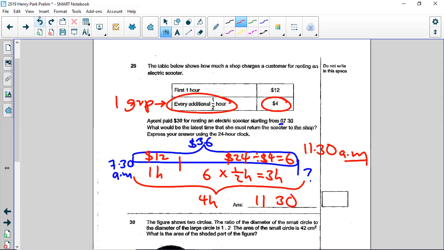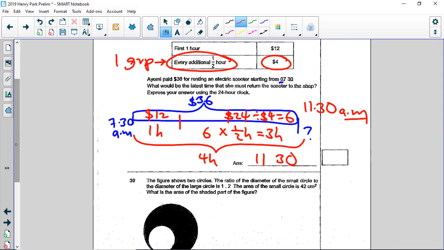Okay, now the last question. I'm going to show you a method. Now, we talk about a lot of methods: assumption, grouping, model, systematic listing, what else? Table method. Now there's a method here that I need you to be aware of to do questions like this. It's a method which I don't talk about very often because it's seldom that we see these kinds of questions.